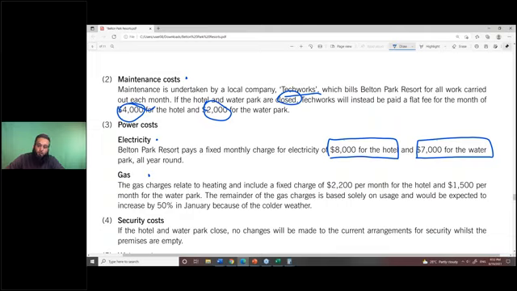No issues. Okay. Now, this is a fixed monthly charge. Do you think this is incremental or a committed cost? So it's a committed cost. You have to bear it irrespective of whether you continue or not.